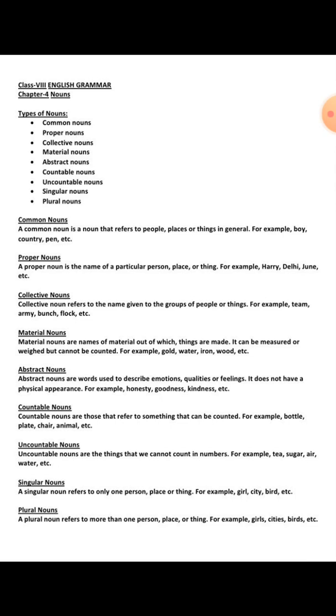Alright, then next is your singular nouns. A singular noun refers to only one person, place, or thing. So this is simple. For example, girl, city, bird, etc. Plural nouns. A plural noun refers to more than one person, place, or thing. For example, girls, cities, birds, etc. So this is also very simple.